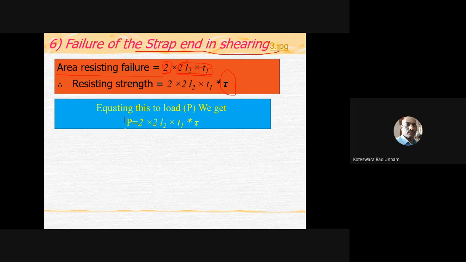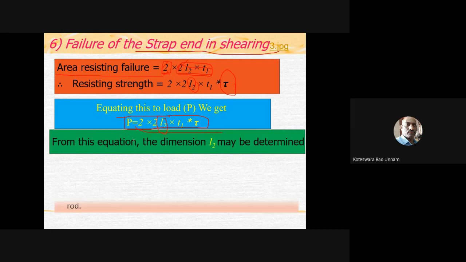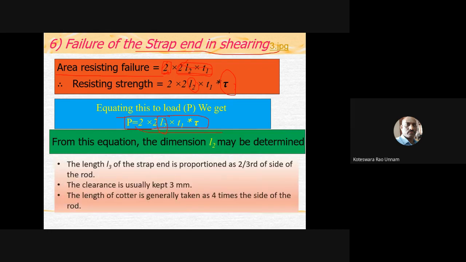So from this equation, if you equate that, you will get an equilibrium equation. From this equilibrium equation, you can find out what the L2 value is. Right. So with this, I think we already estimated all the values. Then the remaining values, whatever may be the length L3.